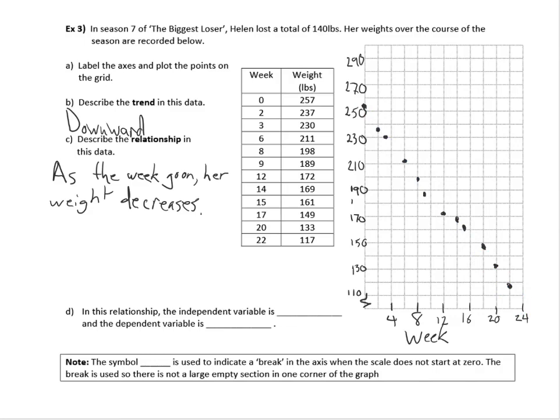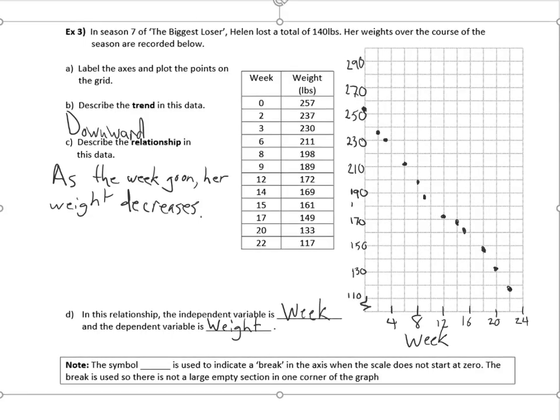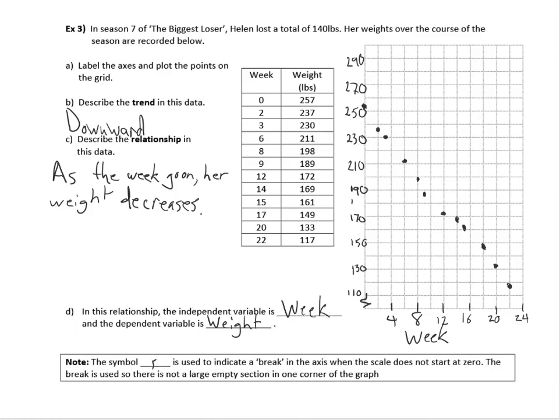In this relationship, the independent variable is the week, because the week doesn't depend on the weight; the weight depends on the week. The more amount of time that she had, the more she was able to lose weight. And the dependent variable is the weight. And then we have a note at the bottom, the lightning bolt symbol. Looks something like that. Is used to break an axis.